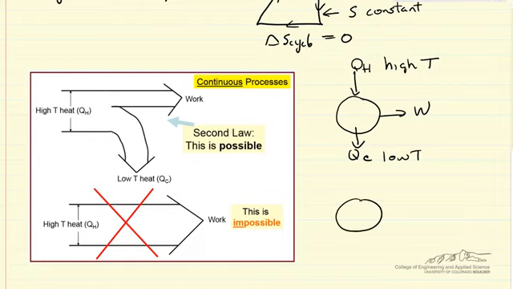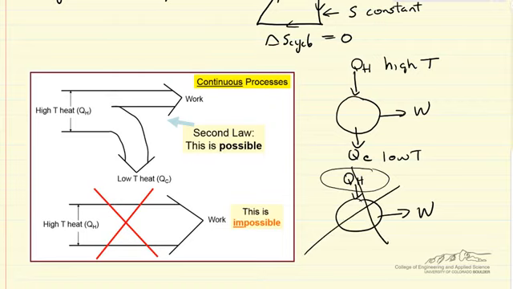What we cannot do is transfer heat, and we're talking about a continuous process, and just get work out. In other words, we cannot convert heat completely to work, because if we're running it as continuous, then the entropy change of our system is 0. Entropy change to the surroundings where we transfer heat from is negative. So the overall entropy change is negative. So this is not possible.